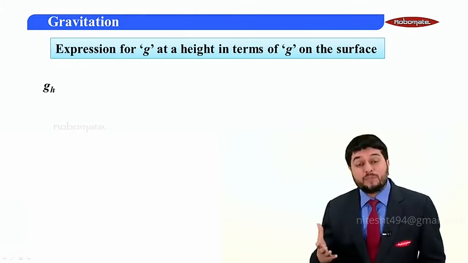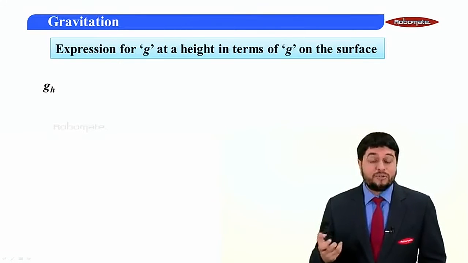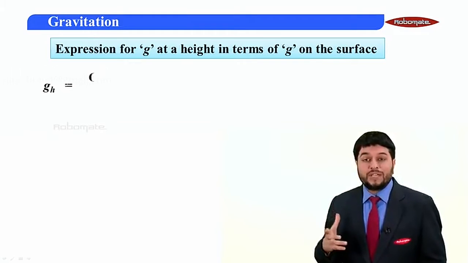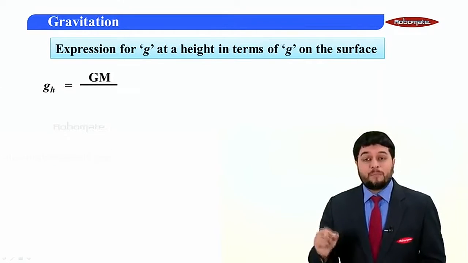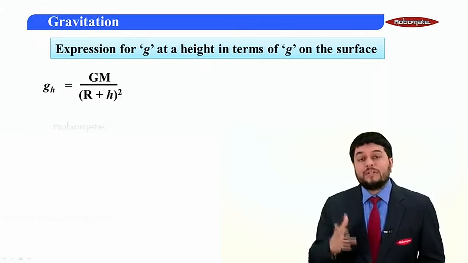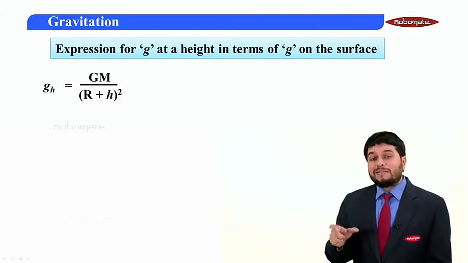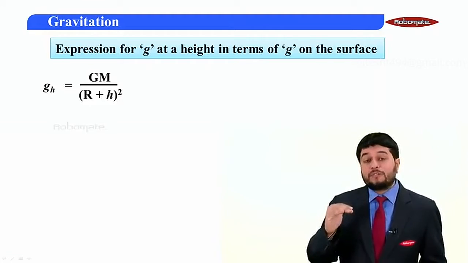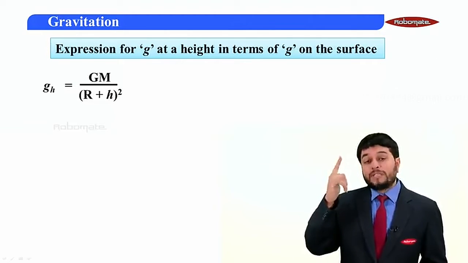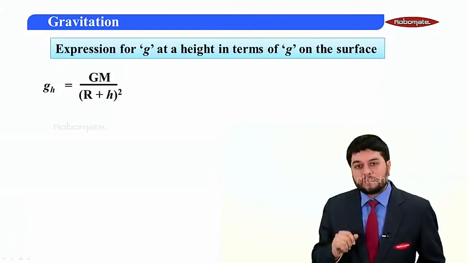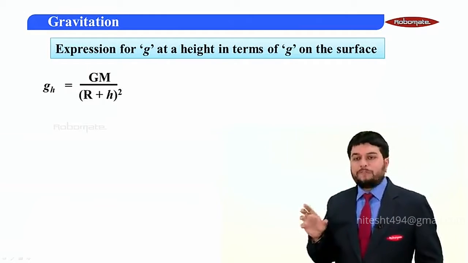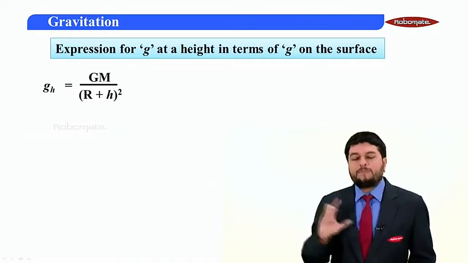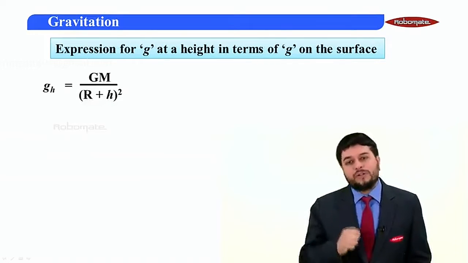You remember in the previous module we understood the acceleration due to gravity at a height is represented as gh. And the formula for gh is given as GM upon (R plus h) the whole square, where R is the radius of earth and h is the height from the surface of the earth where you are going to measure this acceleration due to gravity. Now we want the formula for gh in terms of small g. So in this formula I want to introduce small g.